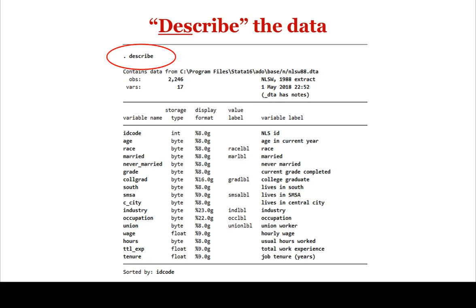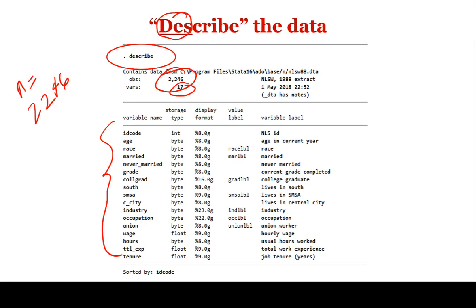So the first thing I always do is down in my command line, I will use describe, or you can use just the DES and hit return. And when that happens, you get the basic layout of your data. So there's all the variables. One other thing, so I've got 17 of those. It also tells me I've got 2246 observations. So my N is equal to 2246.